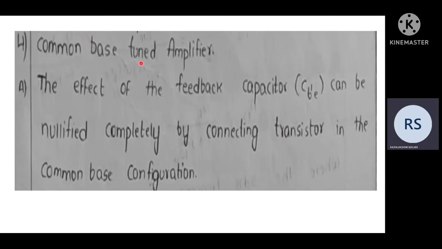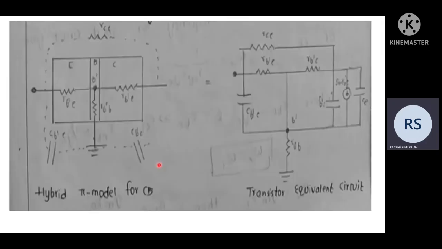Now, the common base tuned amplifier. The effect of the feedback capacitor CB dash C can be nullified completely by connecting the transistor in the common base configuration.